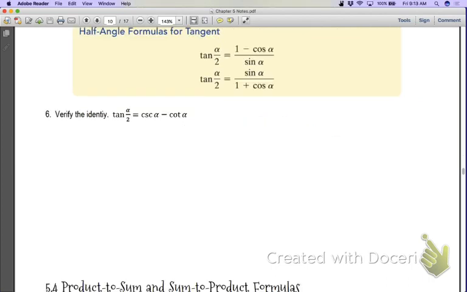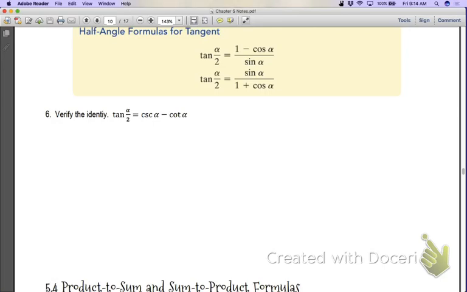Alright, so I'm going to go a little bit out of order. I'm going to go to 6 and then I'll come back to 5. So whenever you have half-angle formulas for tangent, you have two things that can happen. Okay? You can either have 1 minus cosine of alpha divided by sine of alpha, or you can have it flipped and it can be sine over 1 plus cosine of whatever your angle is.